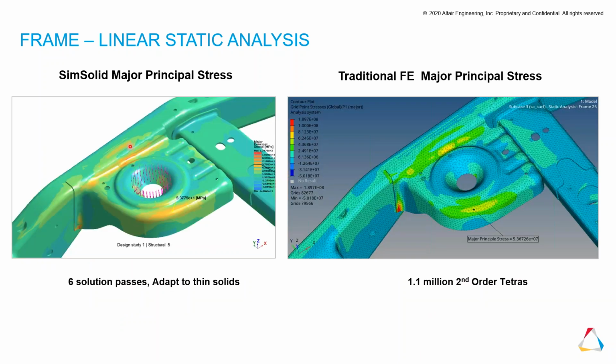Now, if you're looking at stress, this is another example here for stress levels, comparing the major principal stress for both. You can see, not sure if you can see it clearly here. In SimSolid, the highest stress here is about 54 megapascal. We get the same result here as well. Okay.